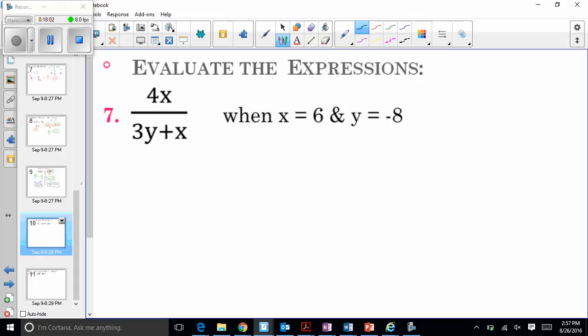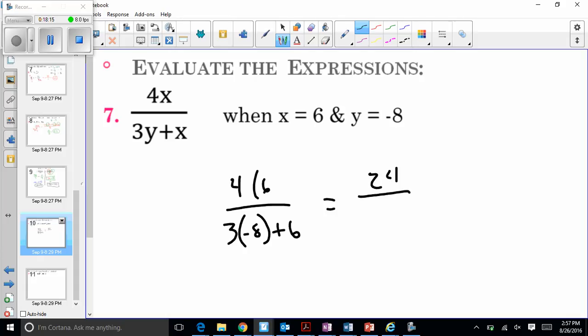Evaluate the expressions. I can let you plug those numbers in. It ends up looking like 4 times 6 over 3 times a negative 8 plus 6. This becomes 24 on top. That's a negative 24 plus 6. So what is that? Negative 18. When I simplify that down, both of those can be divided by 3. It makes 8 over 6. Well, they can both be divided by 6, so that's 4 over a negative 3. And you can leave it like that, or you can do negative 1 and 1/3. Either one of those will do.